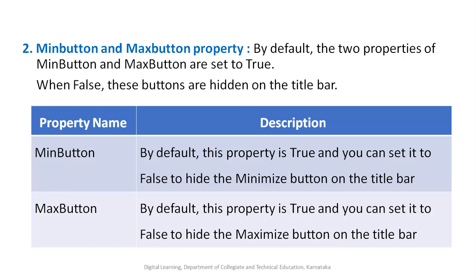Min button and max button property. By default, the two properties of min button and max button are set to true. When false, these buttons are hidden on the title bar. Minimum button: by default, this property is true and you can set it to false to hide the minimize button on the title bar. Max button: by default, this property is true and you can set it to false to hide the maximum button on the title bar.